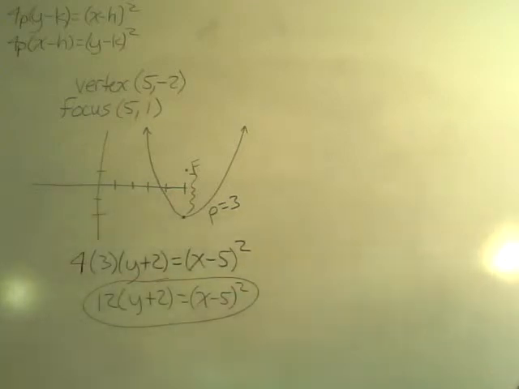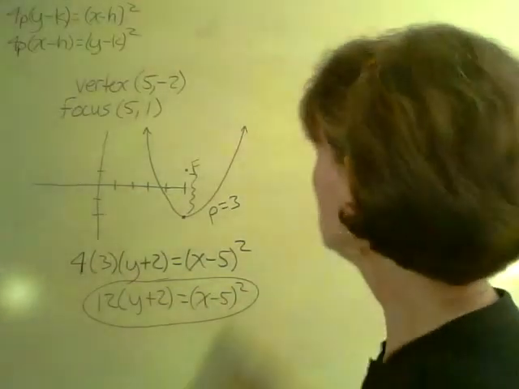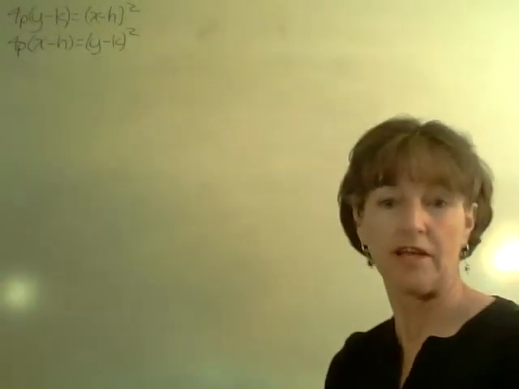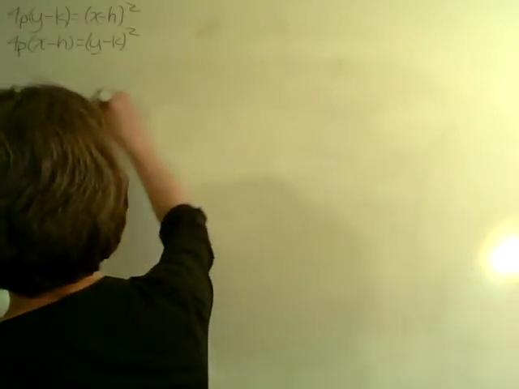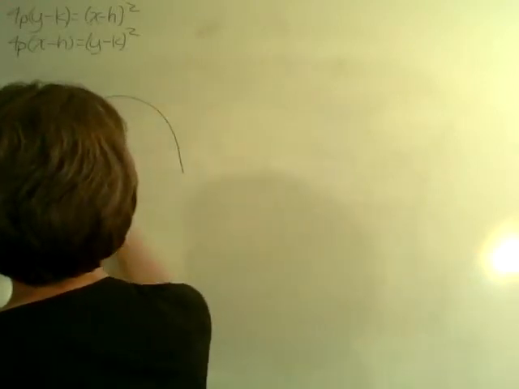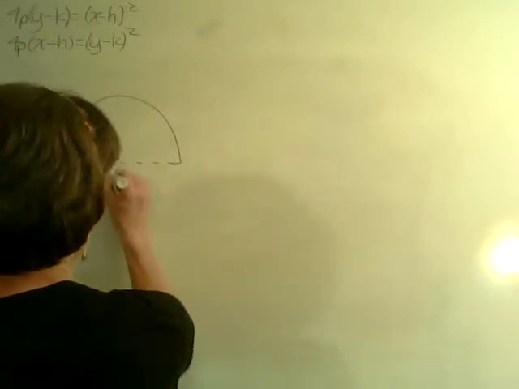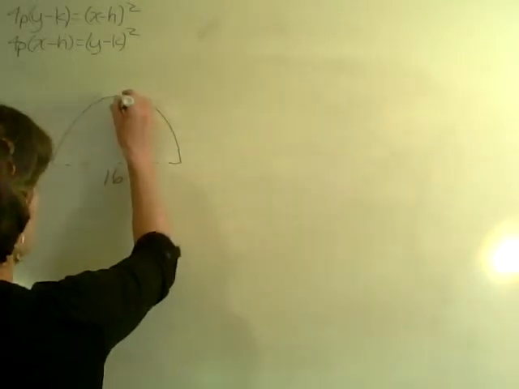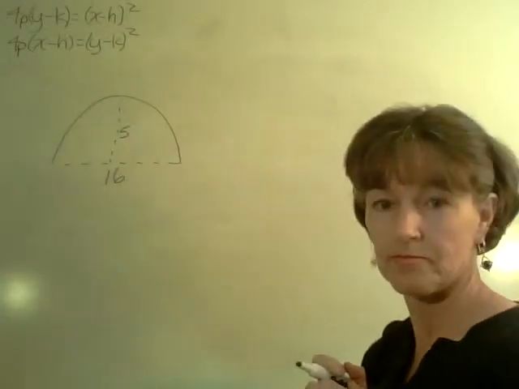All right, but let's suppose that we have another real-life situation. Let's suppose we have a parabolic reflector, a reflector shaped like a parabola. I know that this parabolic reflector is 16 units across from end to end, and at its highest point, it's 5 units deep.